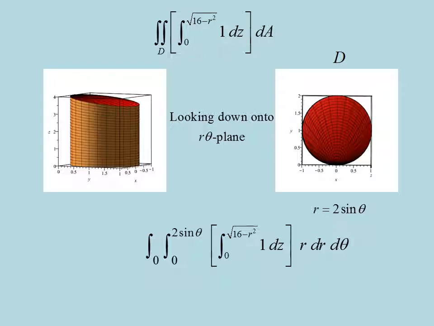Remember, this is the one circle, which is 0 to pi for sine and cosine. If you did 0 to 2 pi, you'd get two circles. And so there's our setup on our integral.